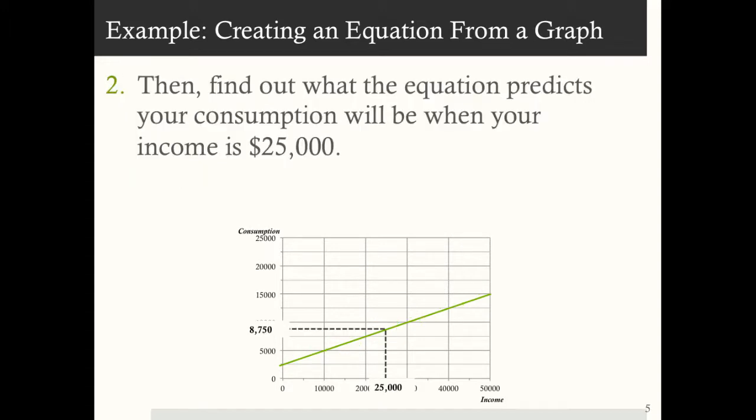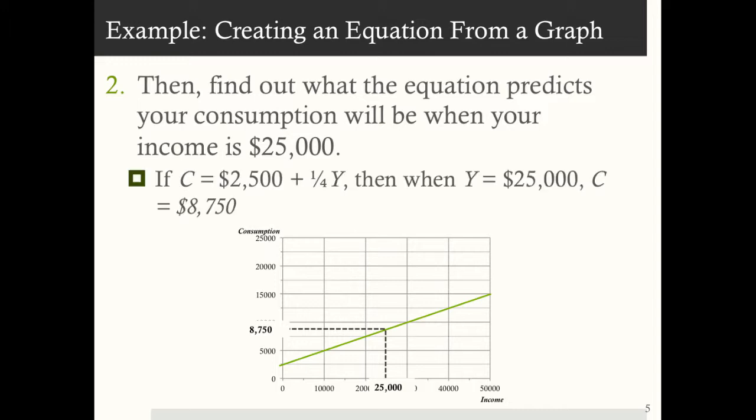So now I can use the equation to find out, for example, what consumption is predicted to be for the average person when their income is $25,000. I chose this number because it's kind of difficult to see what it is on the graph. So when I plug in the value, Y is equal to $25,000, I get that consumption is $8,750, which is right on that line.